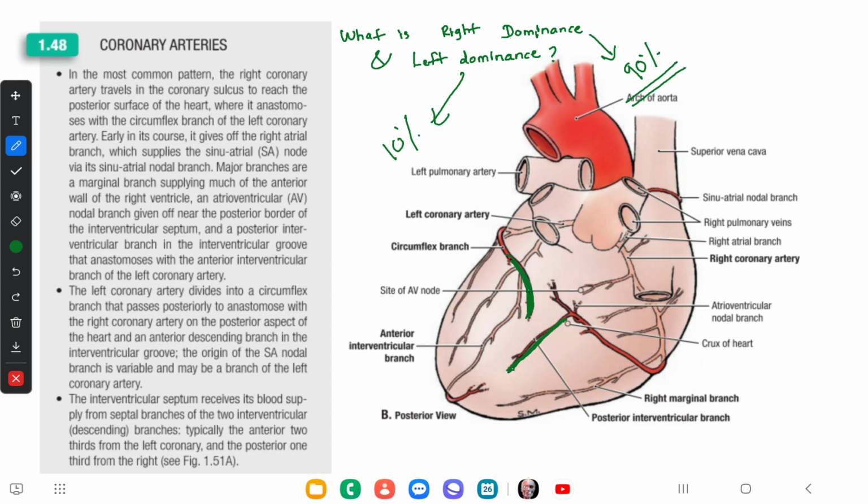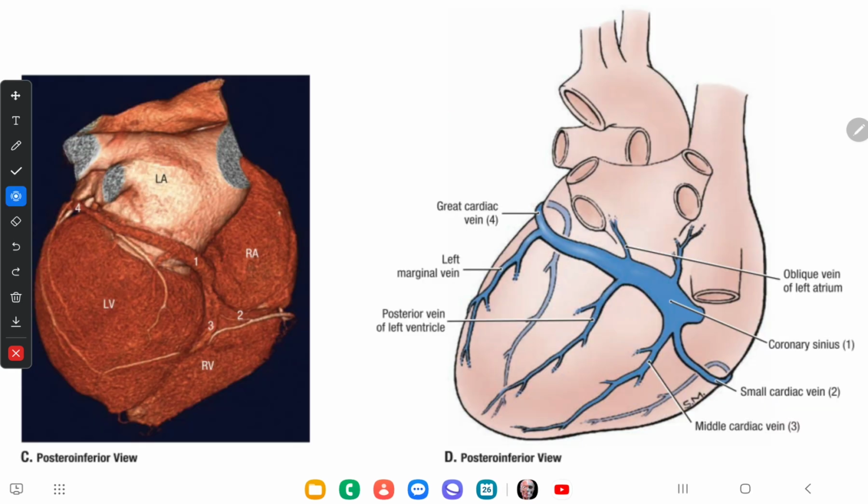This right dominance and left dominance mainly depends on the variation of the posterior interventricular branch. Hope you understand clearly. Here I am going to discuss the venous drainage of the heart. Here is a posterior inferior view of the heart. Here is the coronary sinus. Most of the blood from the heart wall drains to the right atrium through the coronary sinus. This is the coronary sinus which opens into the right atrium.